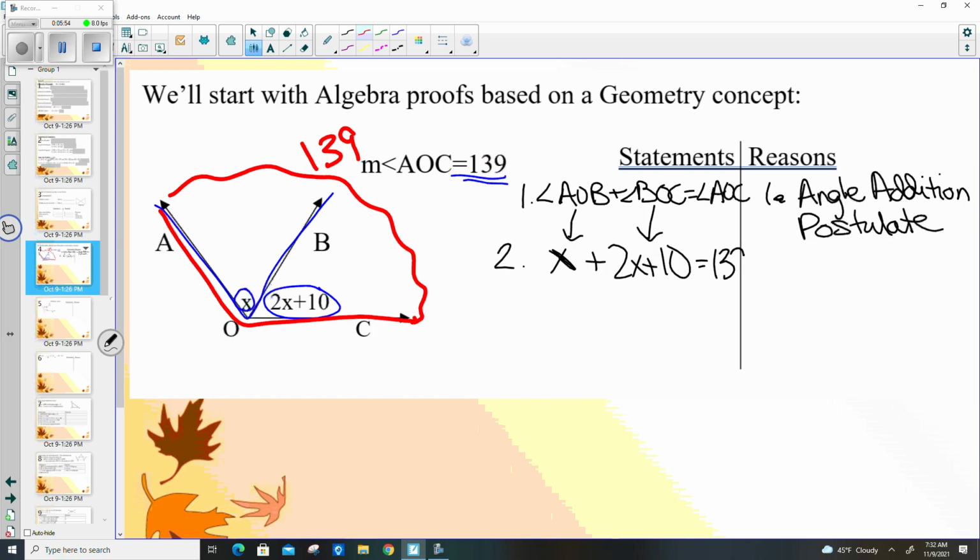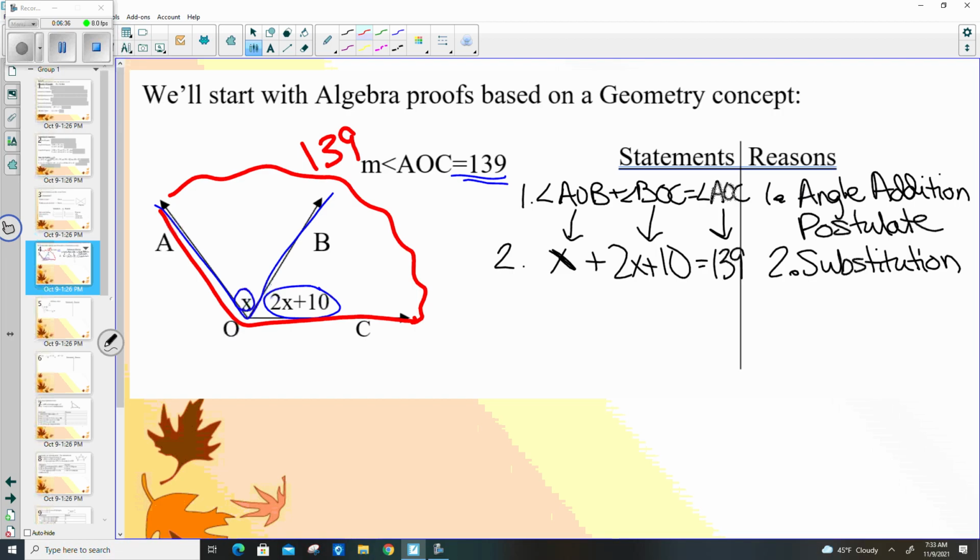139. Okay. So from the Ed puzzle, what is it called when I put something in place of what it's equal to? Substitution. Absolutely. So we took the x, we put it in place of AOB because it was equal to it. We took 2x plus 10, put it in place of BOC because it was equal to it. And we took 139 and put it in place of AOC because it was equal to it. Whenever you replace something with what it's equal to, it's substitution.